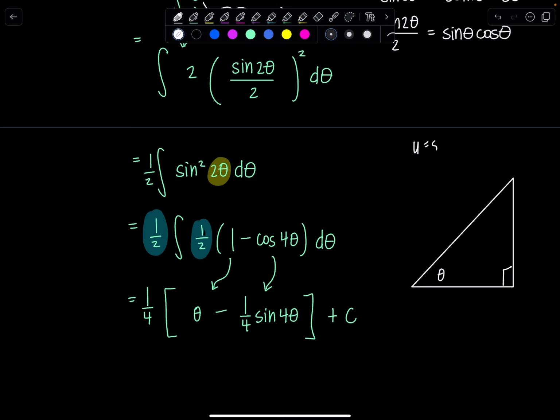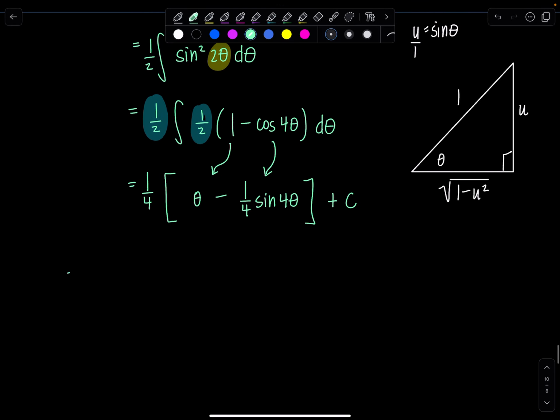If u is sine theta, that's the ratio of opposite over hypotenuse. So this missing side would be the square root of 1 minus u squared. But you see how this is a triangle for theta? But I have this 4 theta here. What to do? We're going to use our double angle identity twice. So we change all of this to be in terms of theta, so we can use this lovely little triangle here.